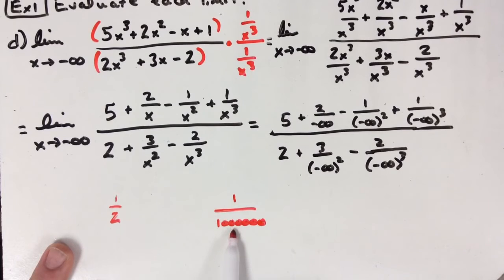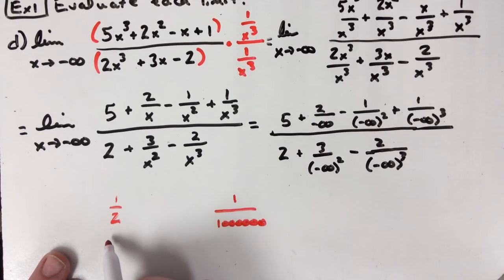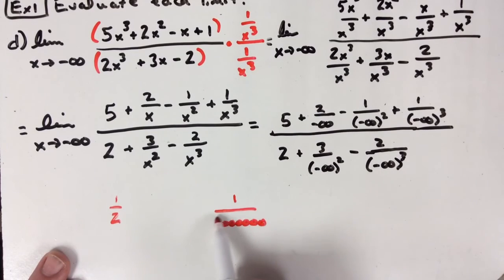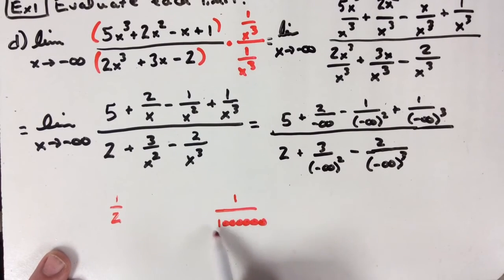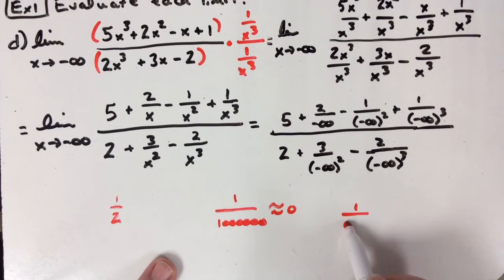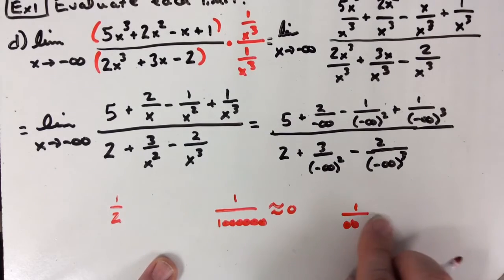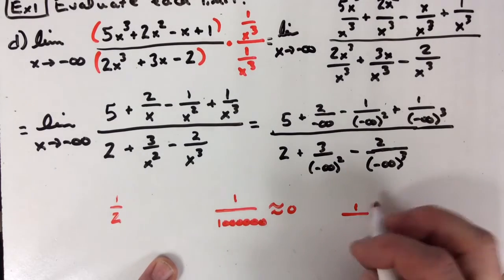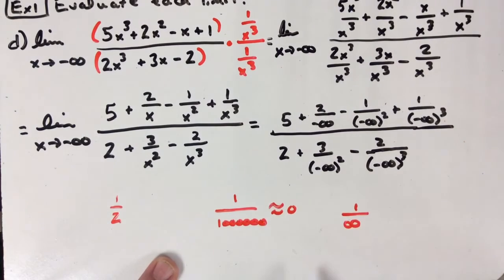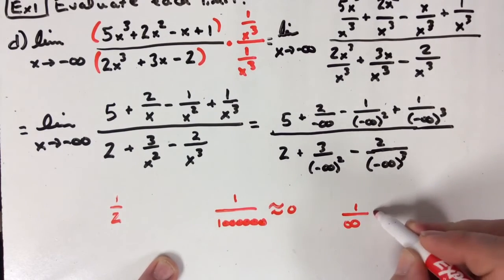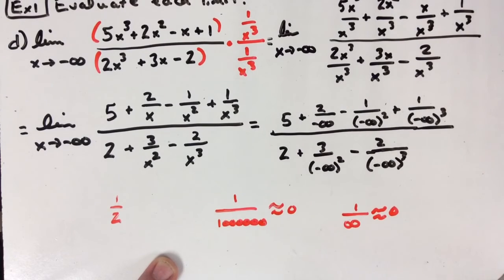The bigger the number that's on the bottom, the closer this number gets to 0. So this is 0.5, but as you make this number on the bottom bigger and bigger and bigger, this gets closer and closer to 0. And if you have 1 over infinity, that is even a bigger number in the bottom than 1 over a million. So this is even closer to 0 than this fraction.